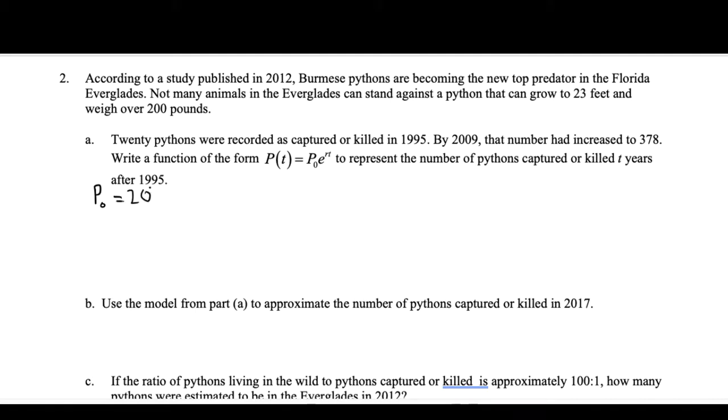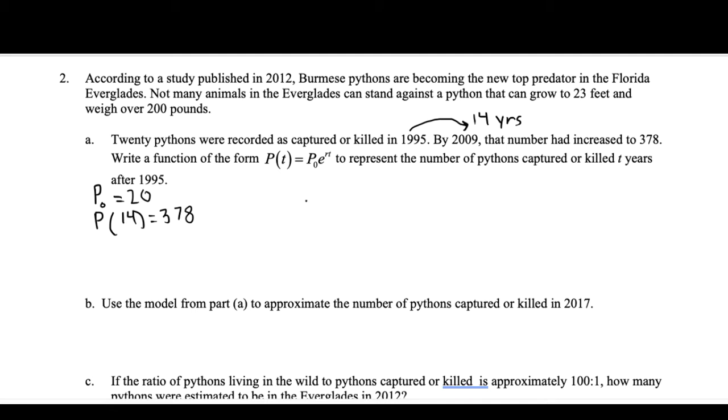And this is not necessarily the total number of pythons, just the number that were captured or killed, right? And then the time period, right? So from 1995 to 2009, that is a period of 14 years. 2009 minus 1995 is 14. So that means the function evaluated at t equals 14 is equal to 378. 14 years later, that number increased to 378.